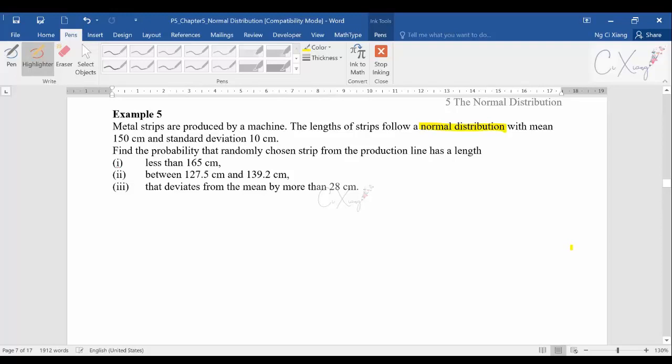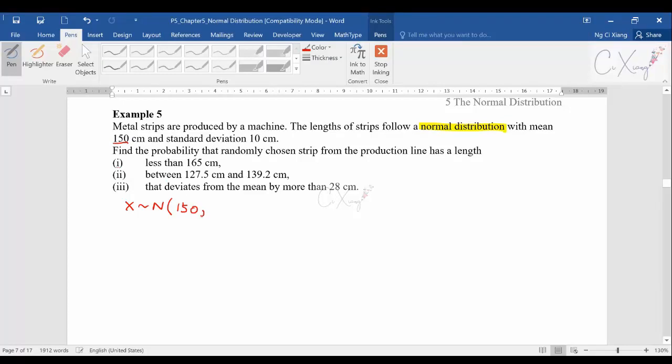If you totally didn't see any word normal distributed or normal distribution in the question itself, you cannot assume that it is normal. Understand what I say or not? Okay, so once I see that this is normally distributed, then it's very easy. First, I will always write out the correct symbol first. X is normally distributed.